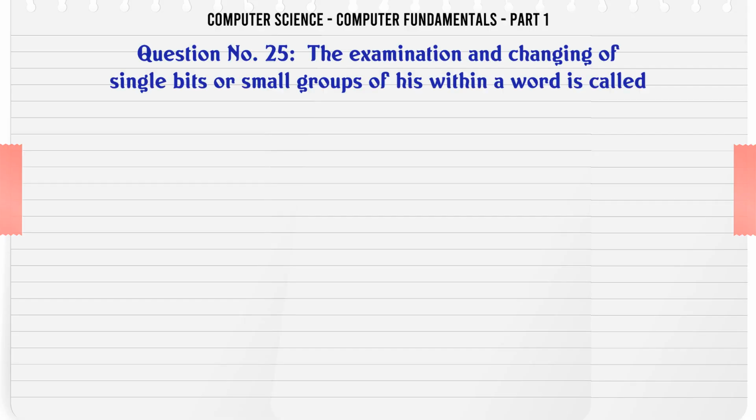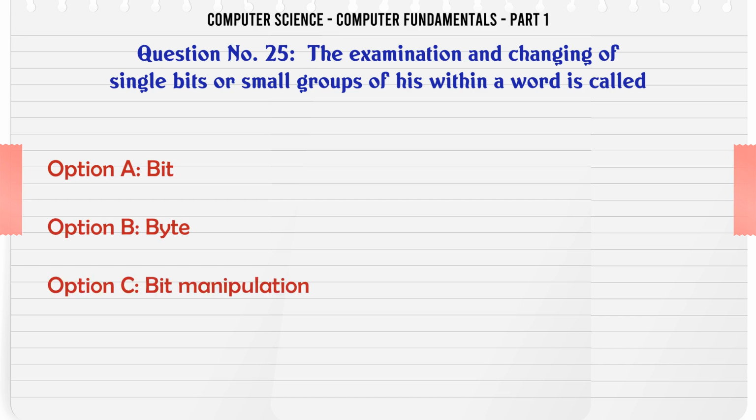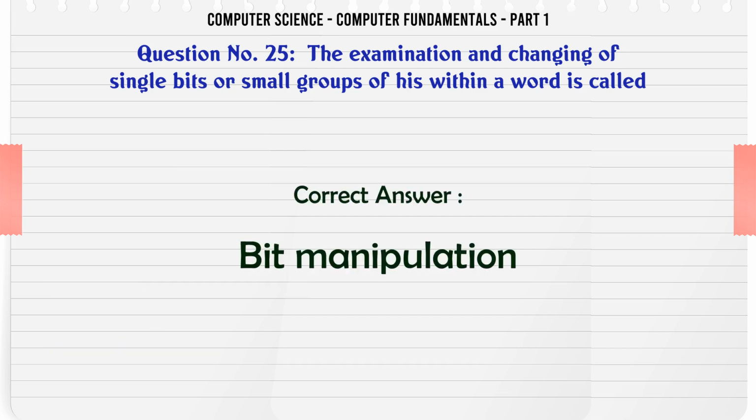The examination and changing of single bits or small groups of bits within a word is called A. Bit. B. Byte. C. Bit manipulation. D. Bit slice. The correct answer is bit manipulation.